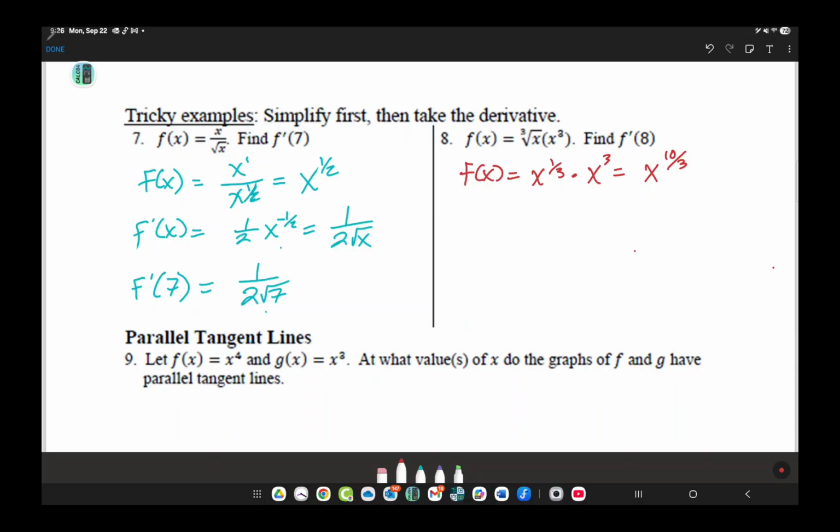So hold on. How do you get 10? 1/3 plus 3 is 3 1/3. No. 3 is the same thing as 9/3, correct?